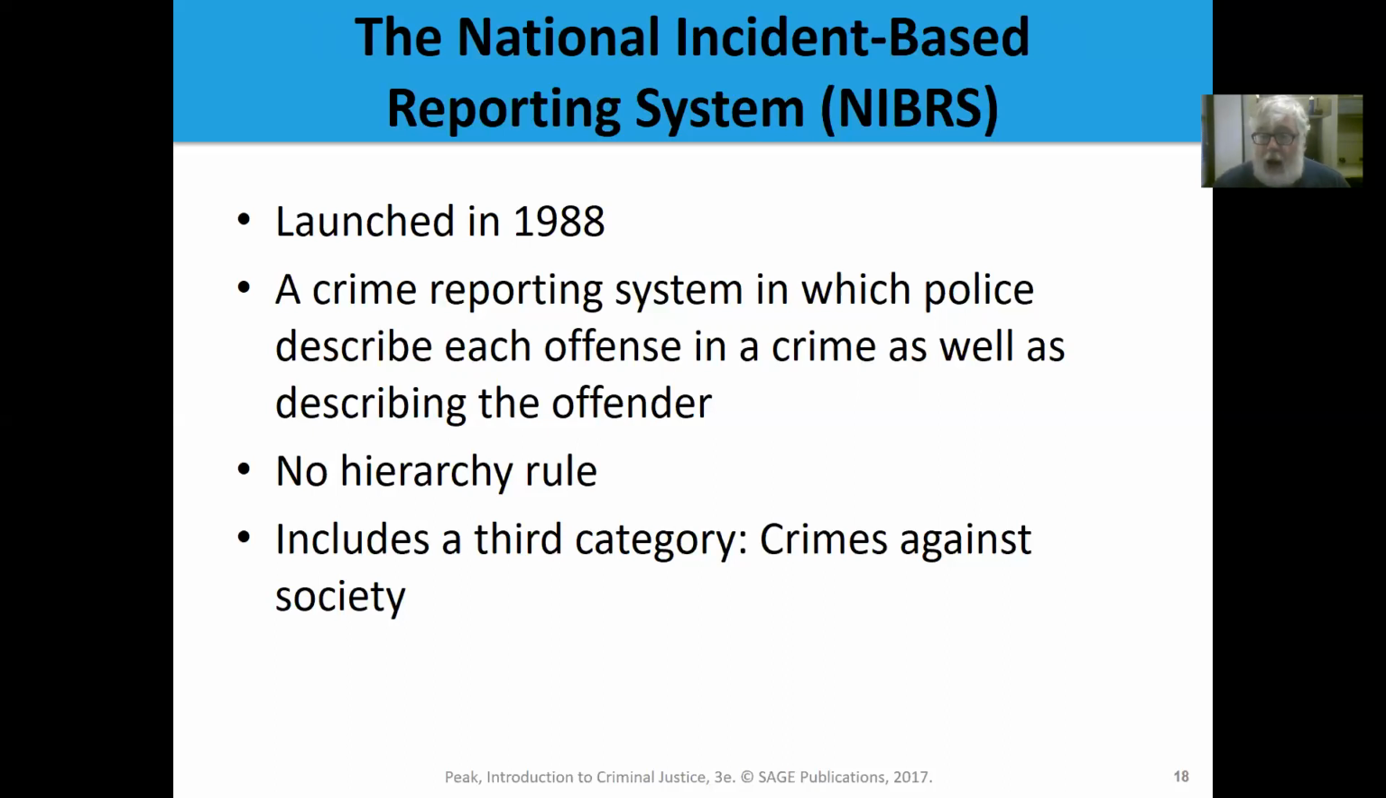And again, you don't have that hierarchy rule. And there's a third category called crimes against society that they imported into it. So it's good for us looking at crime and studying crime, very difficult for the police officer on the street having to complete those reports and document all the details that they want for it.